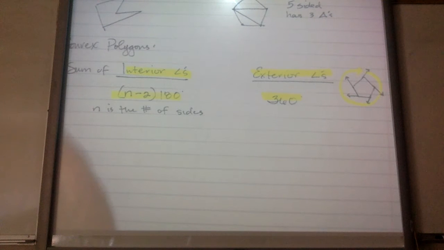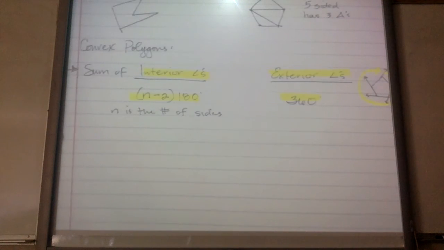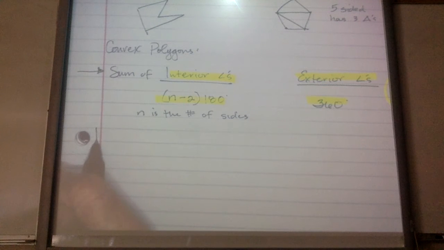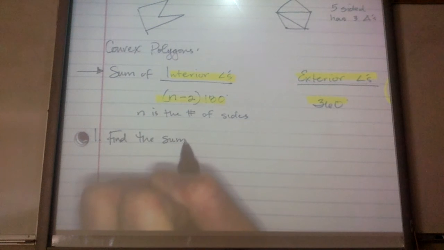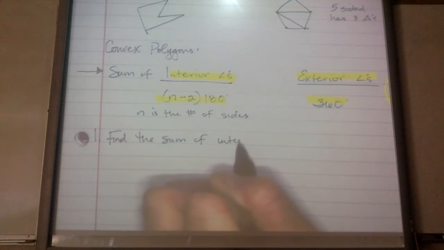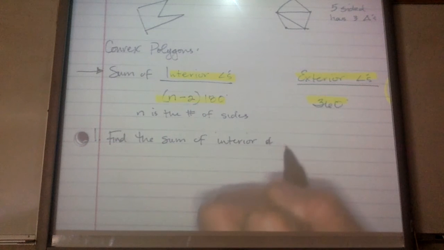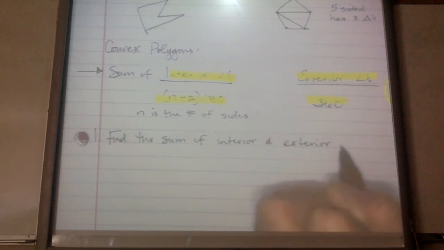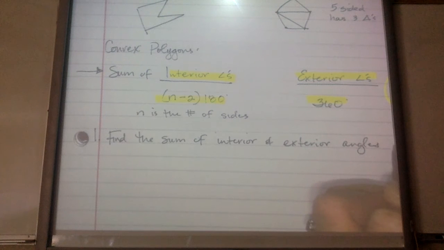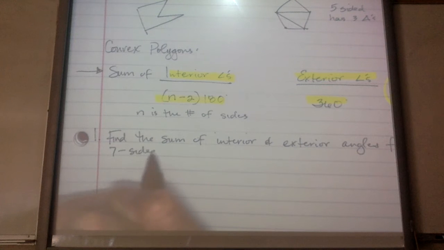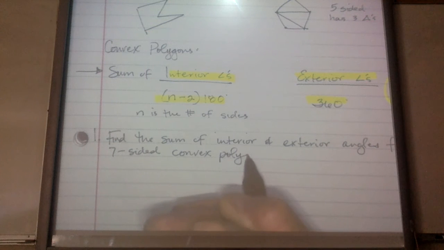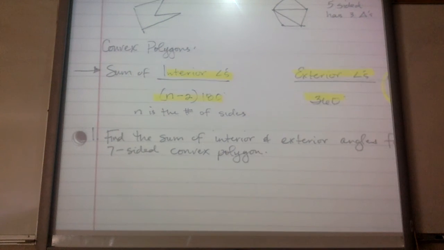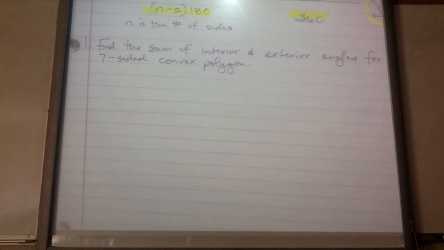So an example. Find the sum of interior and exterior angles for a 7-sided convex polygon. Okay, we're going to use the data from up above.